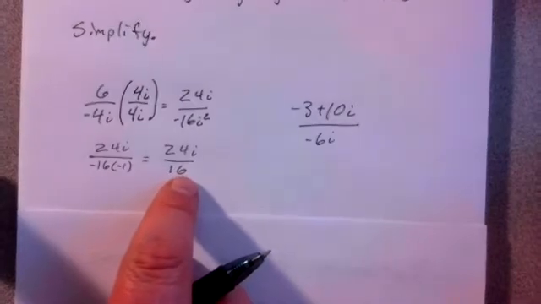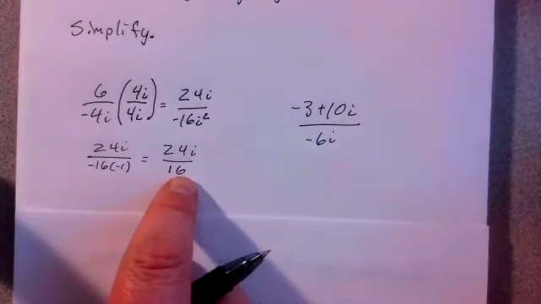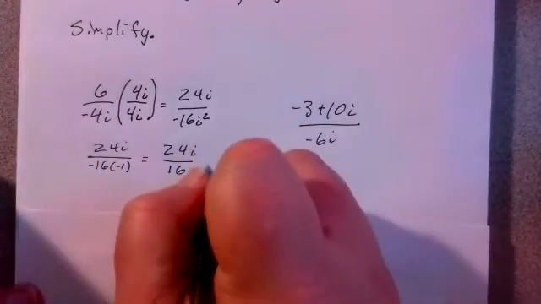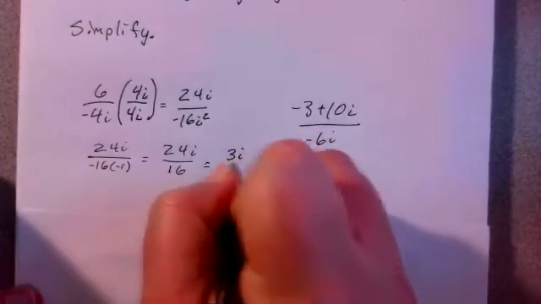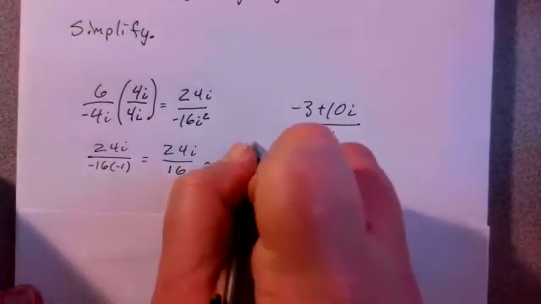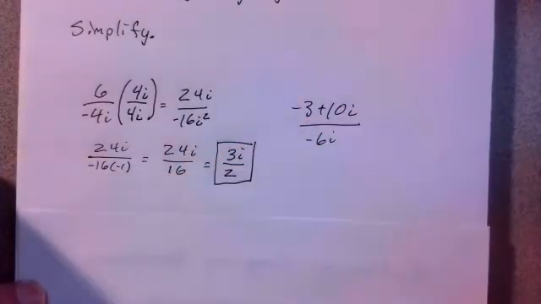But I think we can go bigger than that, right? What about 8? Yeah, 24 divided by 8 is 3. 16 divided by 8 is 2. So I get 3i over 2. All right.